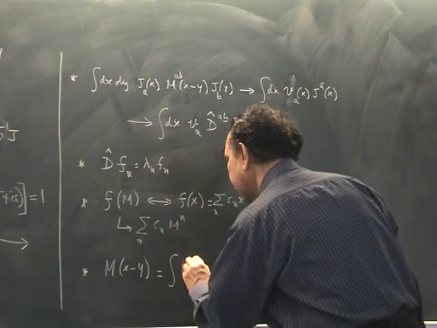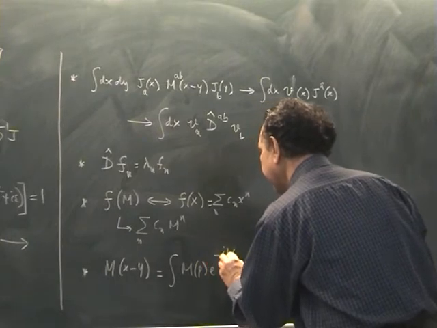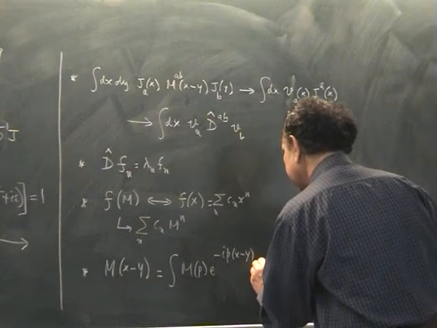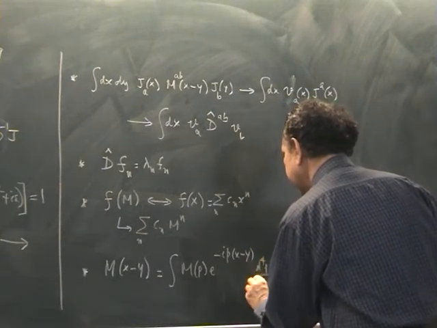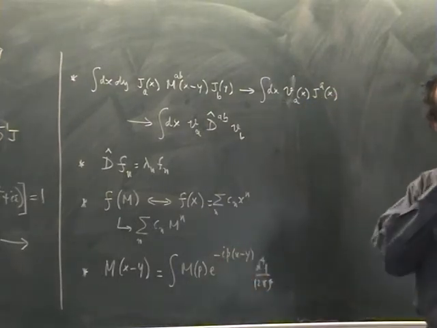integral m of p e to the minus ip (x minus y). Let us work in 4 dimensions. It generalizes to any dimension, upon 2 pi to the power 4. So this is your m.